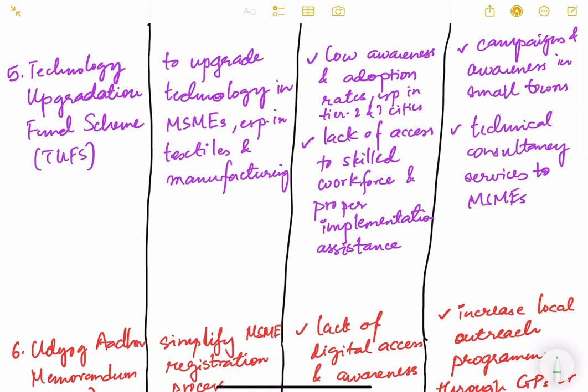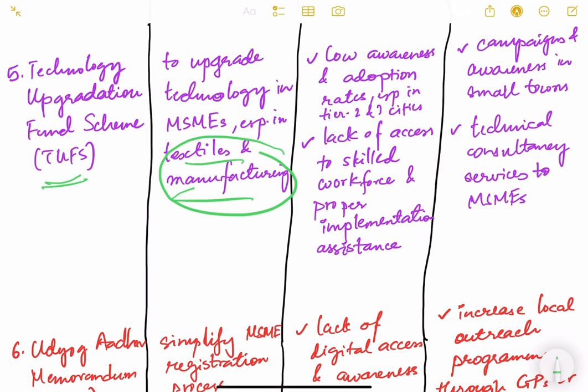Now the next scheme is TUFS, which is the Technology Upgradation Fund Scheme. As you know, MSMEs also lack technology upgradation because of small size, lack of awareness, lack of reach, and lack of interest on the part of the entrepreneurs entering MSMEs. So technology upgradation is another factor you have to keep in mind. This scheme has the objective to upgrade technology in MSMEs, especially in the textiles and manufacturing sector, so that they can go into better technology and compete in the global market.